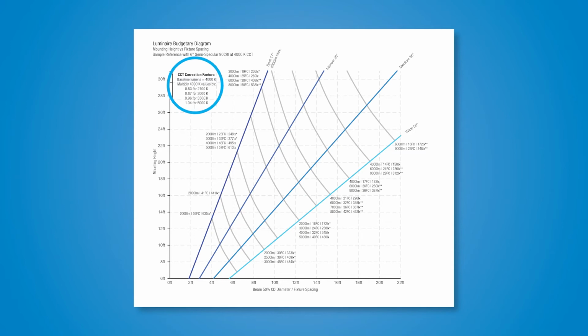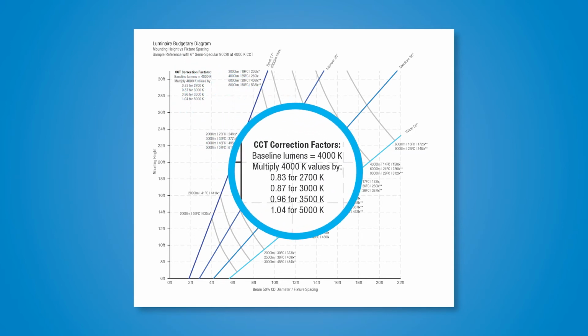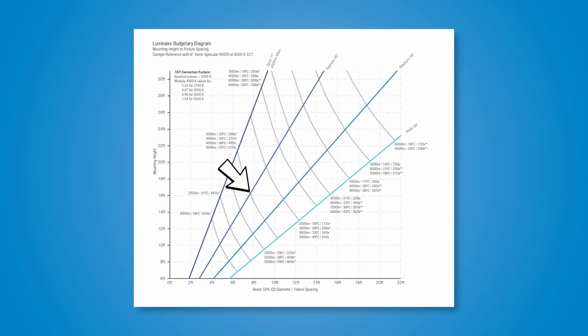There's a CCT correction factors chart so you can determine the lumens for another color temperature if required. Where this gray line intersects with the blue will help you to select the correct lumen package in the video. That plotted point will then indicate the mounting height and spacing required to achieve the foot candles for that fixture. With all of this in mind, we can now fully utilize this chart.